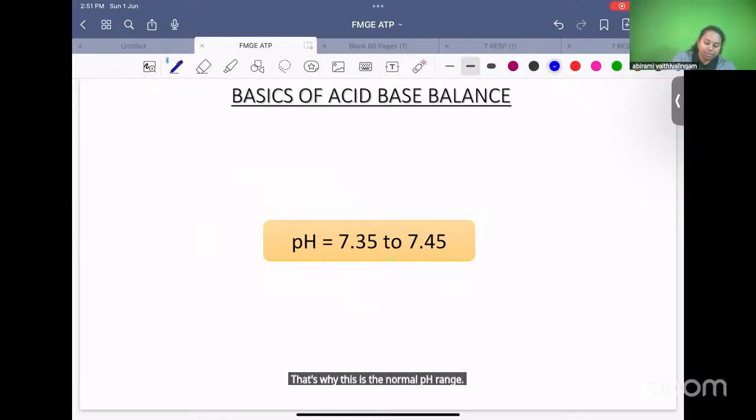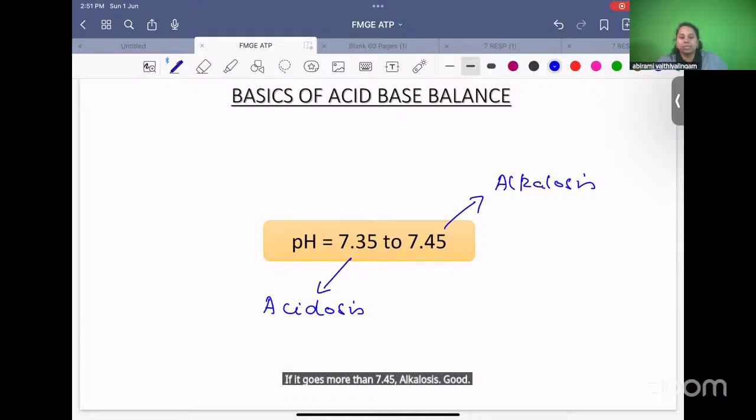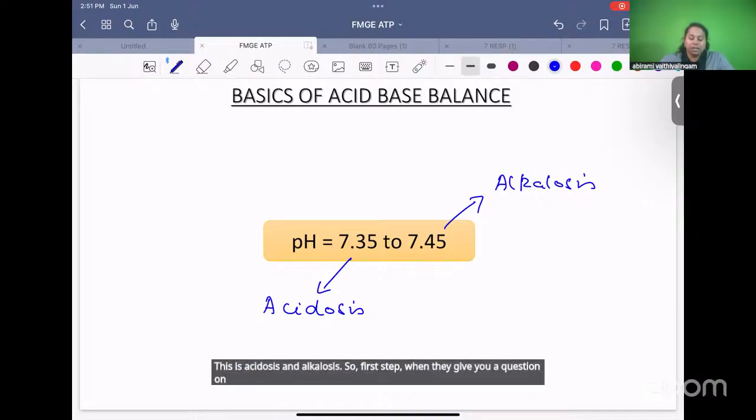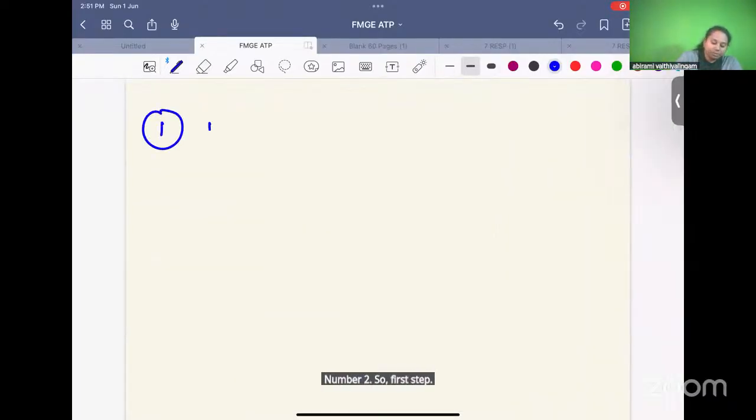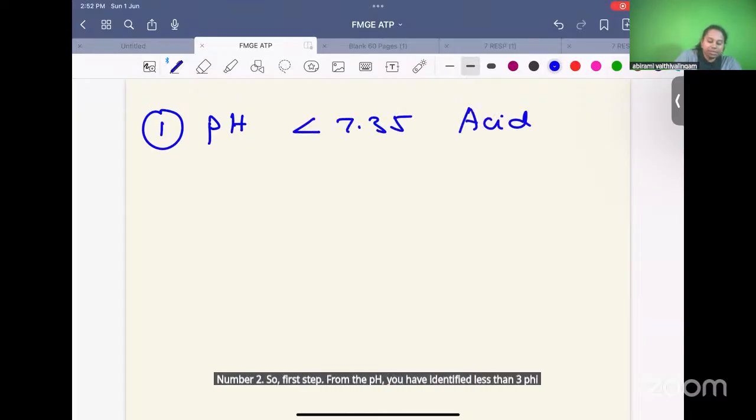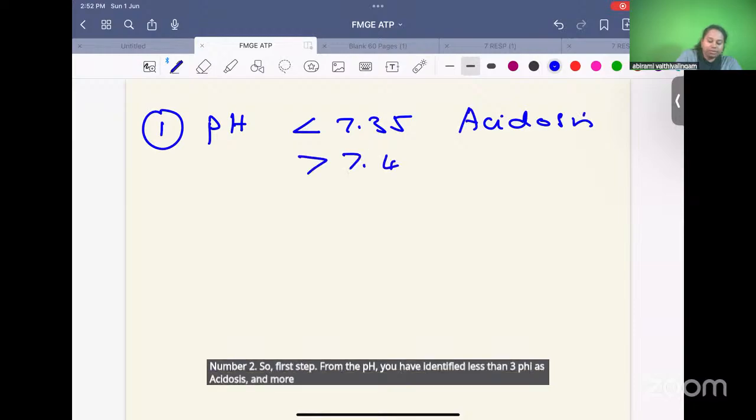If any pH goes less than 7.35, you call it acidosis. If it goes more than 7.45, alkalosis. Good. This is acidosis and alkalosis. So first step, when they give you a question on acid-base balance, you identify whether it is acidosis or alkalosis from the pH. So from the pH, you have identified less than 7.35 as acidosis and more than 7.45 as alkalosis.